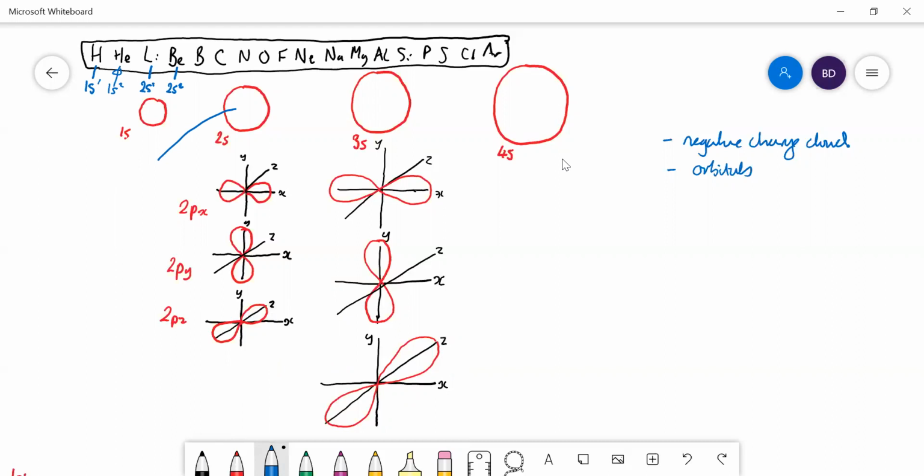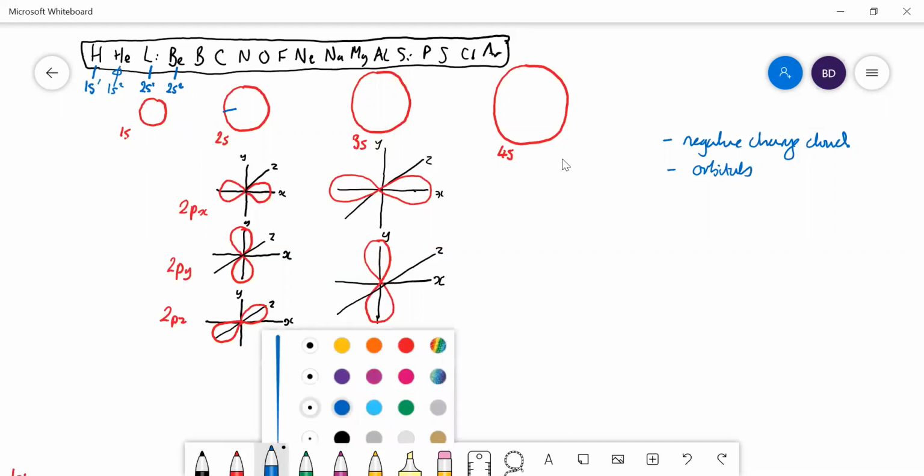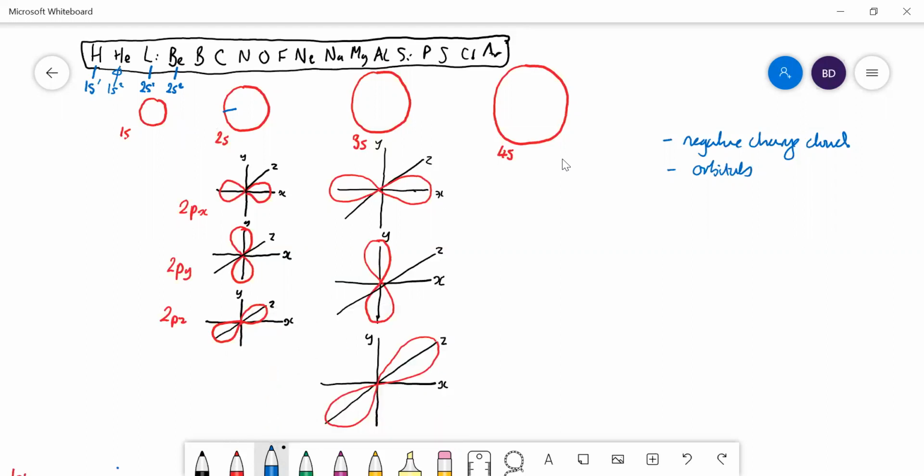Now, when we get to boron, we can see that our 2s is full up, and so we have to start filling up the next orbital available, which is 2p. Now, 2p is more complicated than 2s. I've drawn it here. You can see it's about the same, the electron is about the same distance from the nucleus all the time.